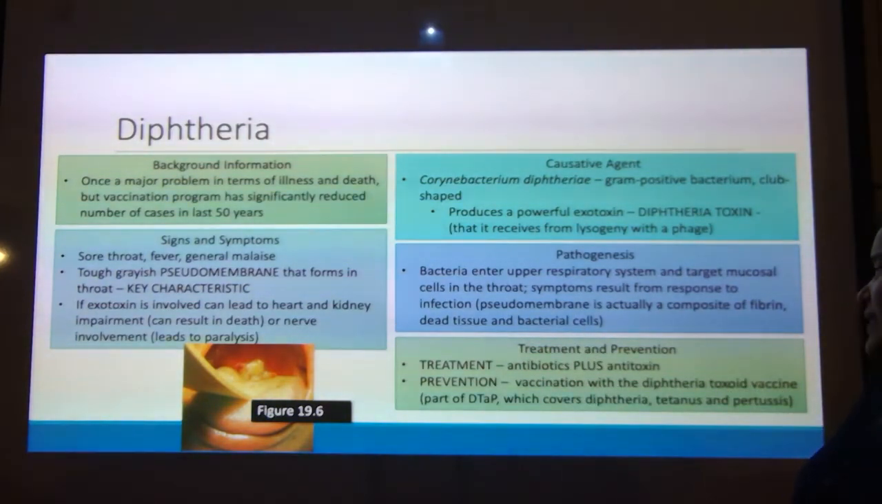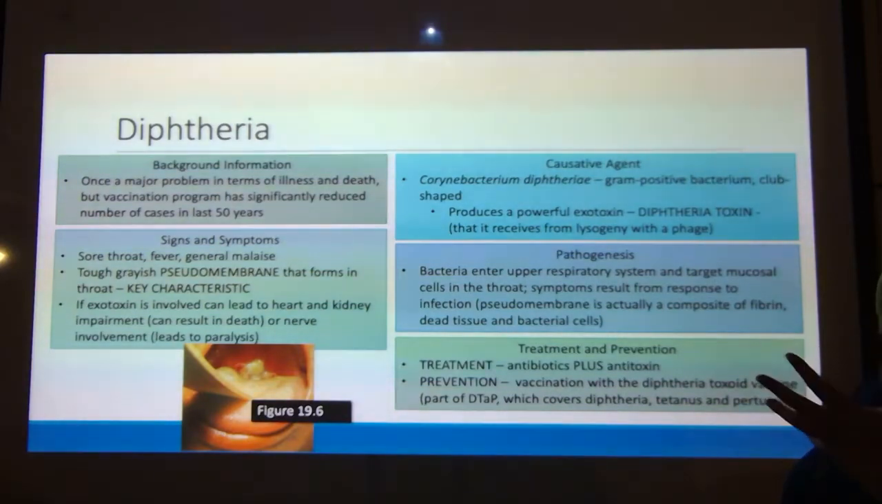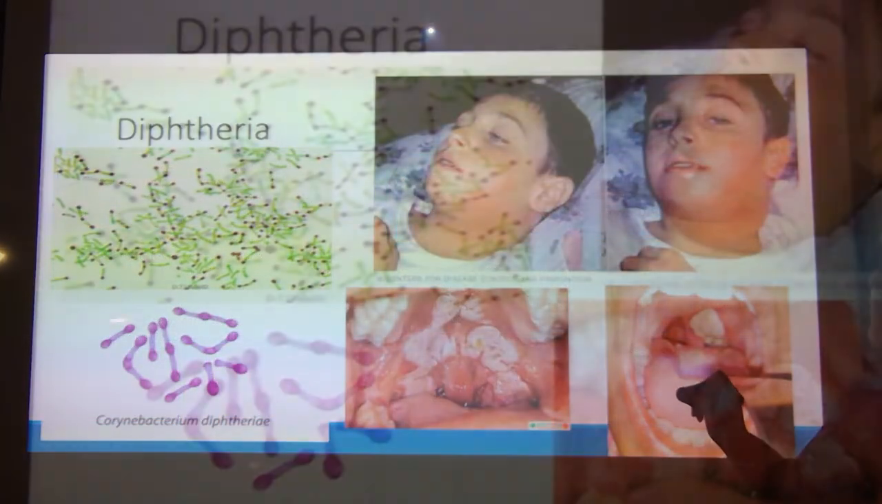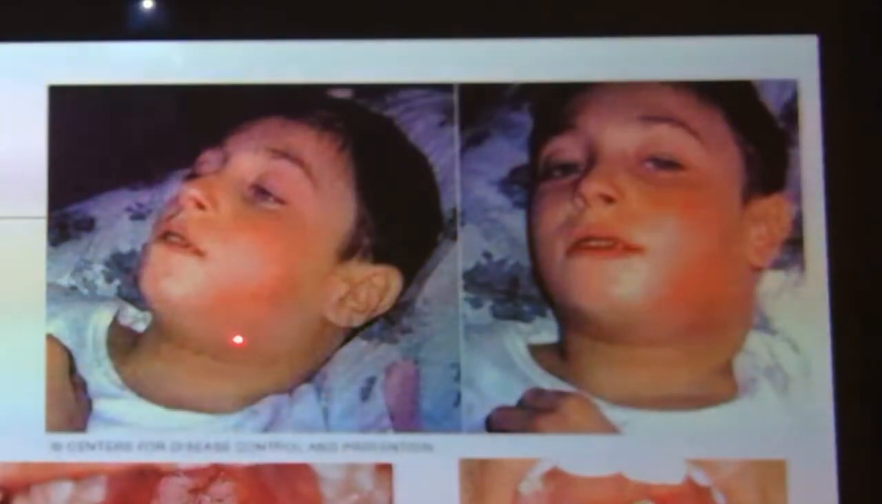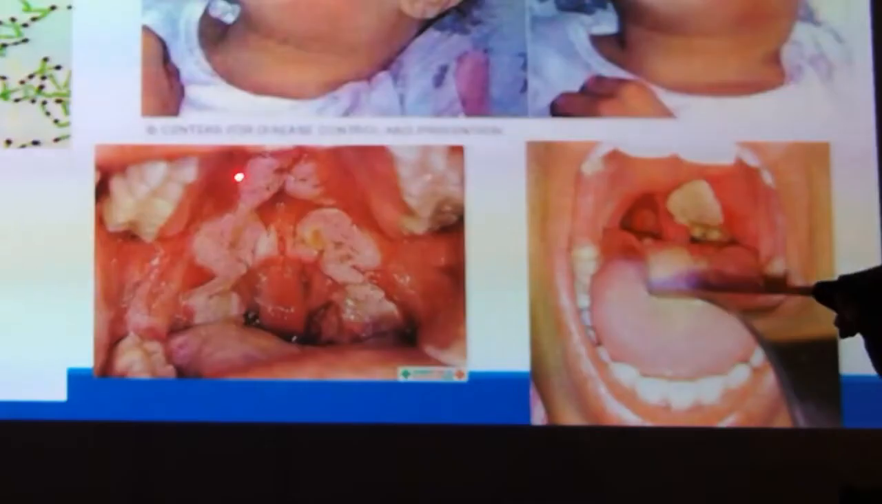Prevention: vaccination with the diphtheria toxoid vaccine. It's part of the DTaP, which covers diphtheria, tetanus, and pertussis. This is something that if you get vaccinated, you don't have to worry about. This is what Corynebacterium diphtheriae looks like. You can see it here actually under a microscope. Now look at this kid. See his lymph node? That's a huge swelling to that lymph node. As I said before, you can see the pseudomembrane here in the actual throat itself.